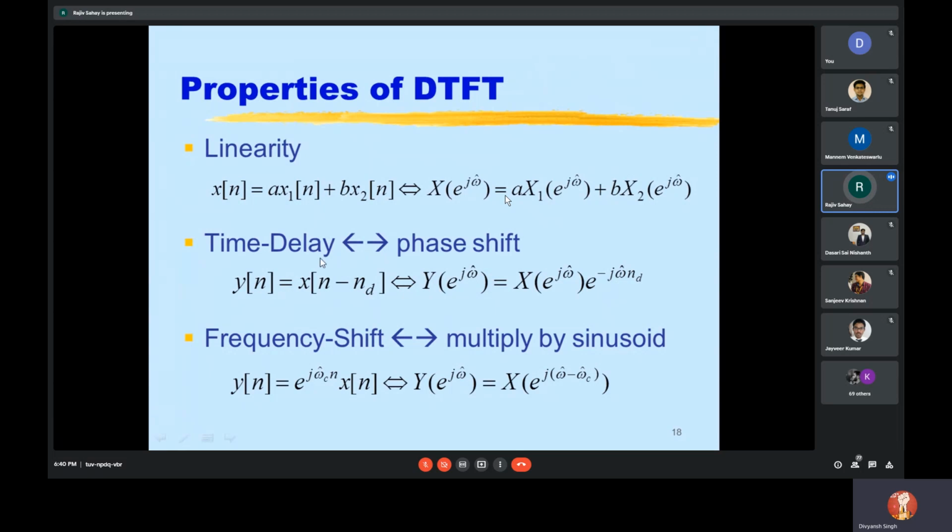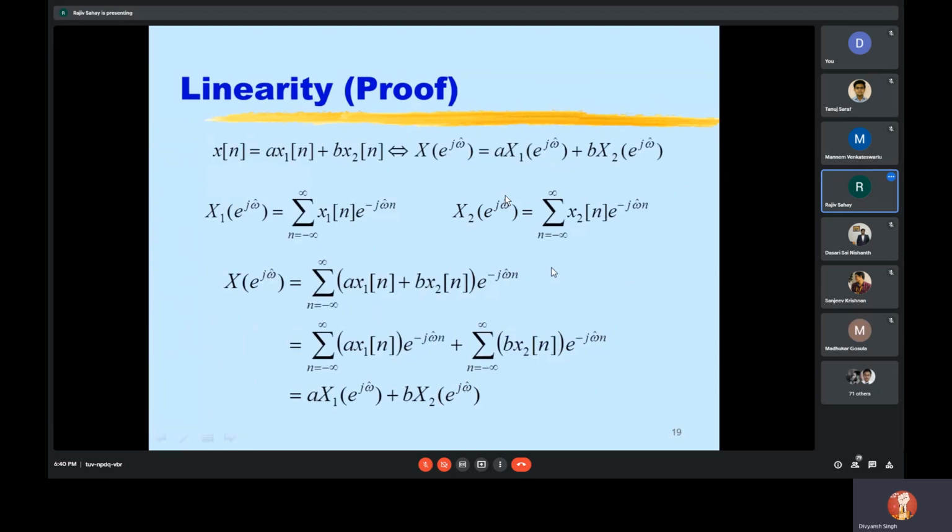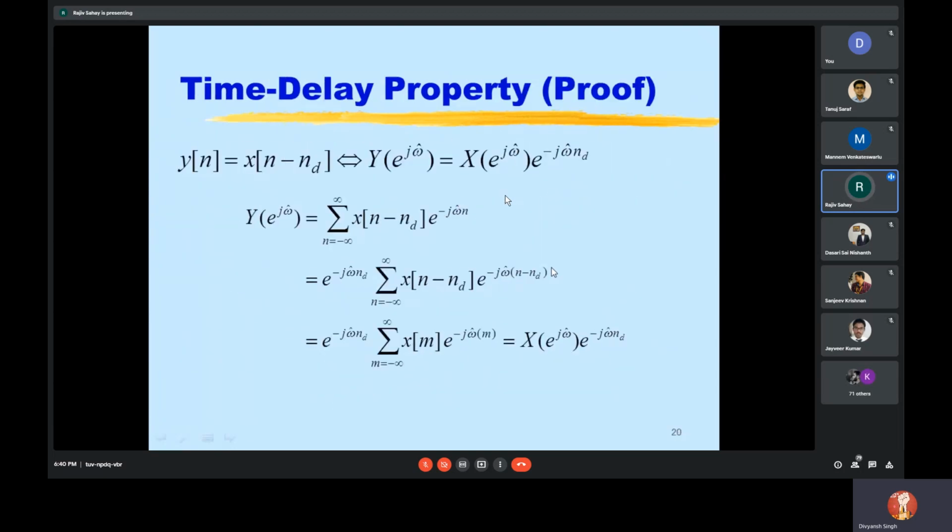So this is the modulation property. And the time delay in the time domain results in only a phase shift. It doesn't affect the magnitude spectrum. So this is very trivial. These are just properties, proofs.